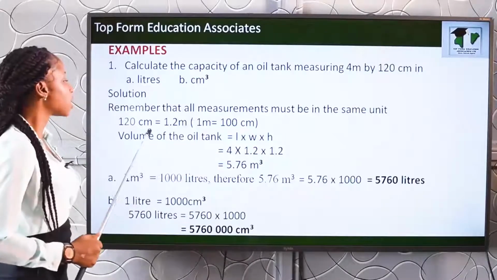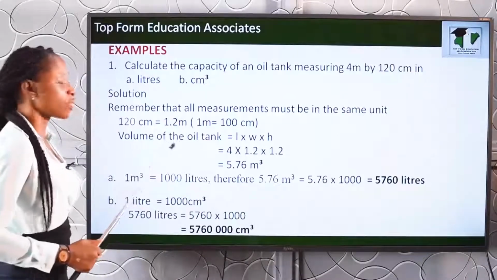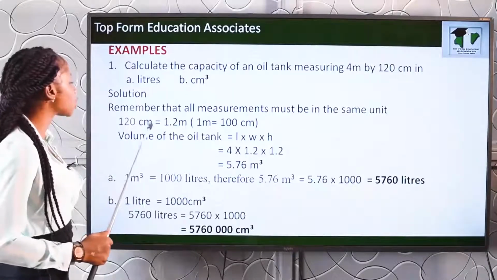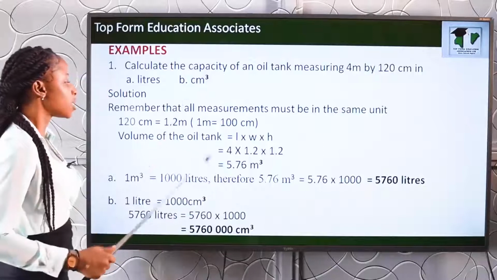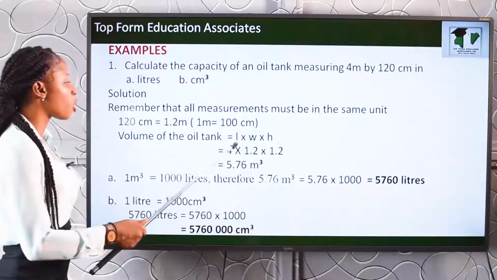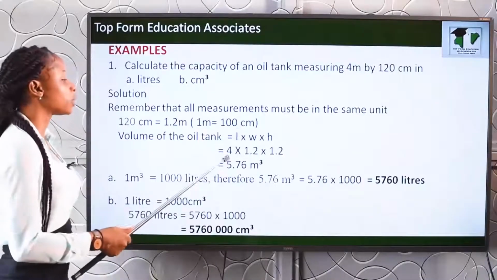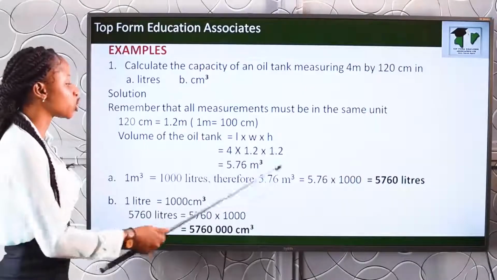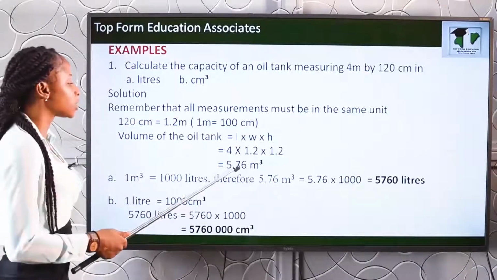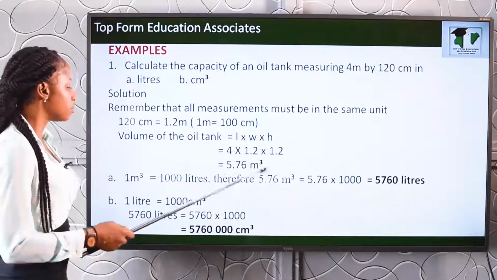We're going to convert the centimeters to meters. In converting centimeters to meters, we divide by 100. So 120 centimeters will give us 1.2 meters. Therefore, to calculate the volume of the oil tank, we use the normal formula, length times width times height. When we do the multiplication, we have the volume of the oil tank as 5.76 meters cubed.